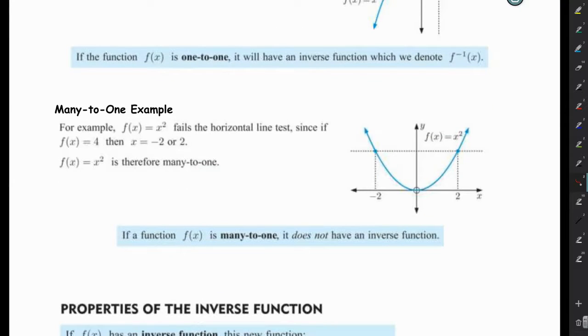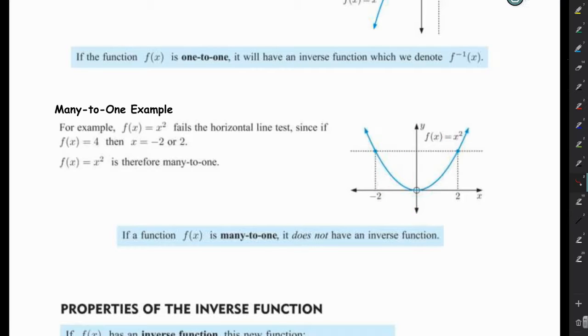Here we have a many-to-one example. So we have f of x equals x squared. It fails the horizontal line test because we're hitting the function in two places, but it does pass the vertical line test. Anywhere we are to draw a vertical line, we would only hit it in one place.